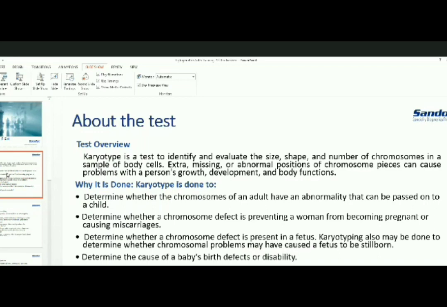This is all small things I just mentioned, just to have an overall look. We can identify the causes of babies' birth defects and disabilities, and determine the appropriate treatment for some types of cancers.